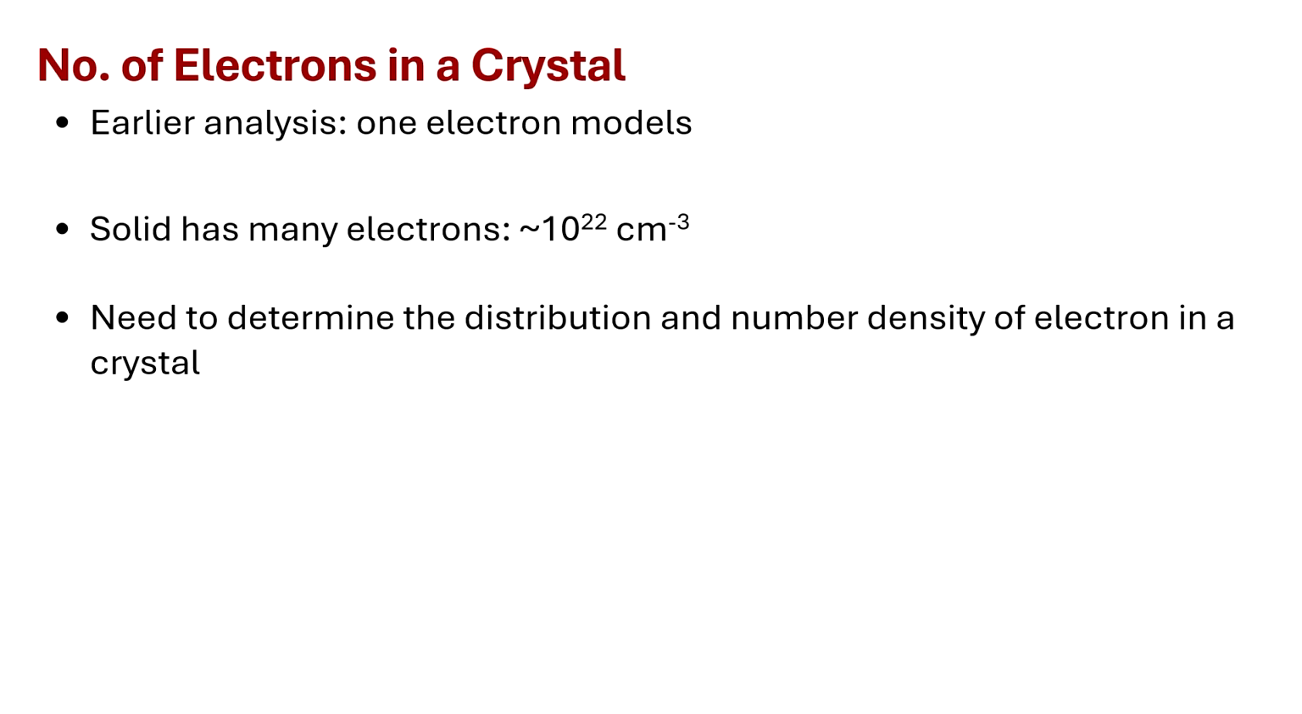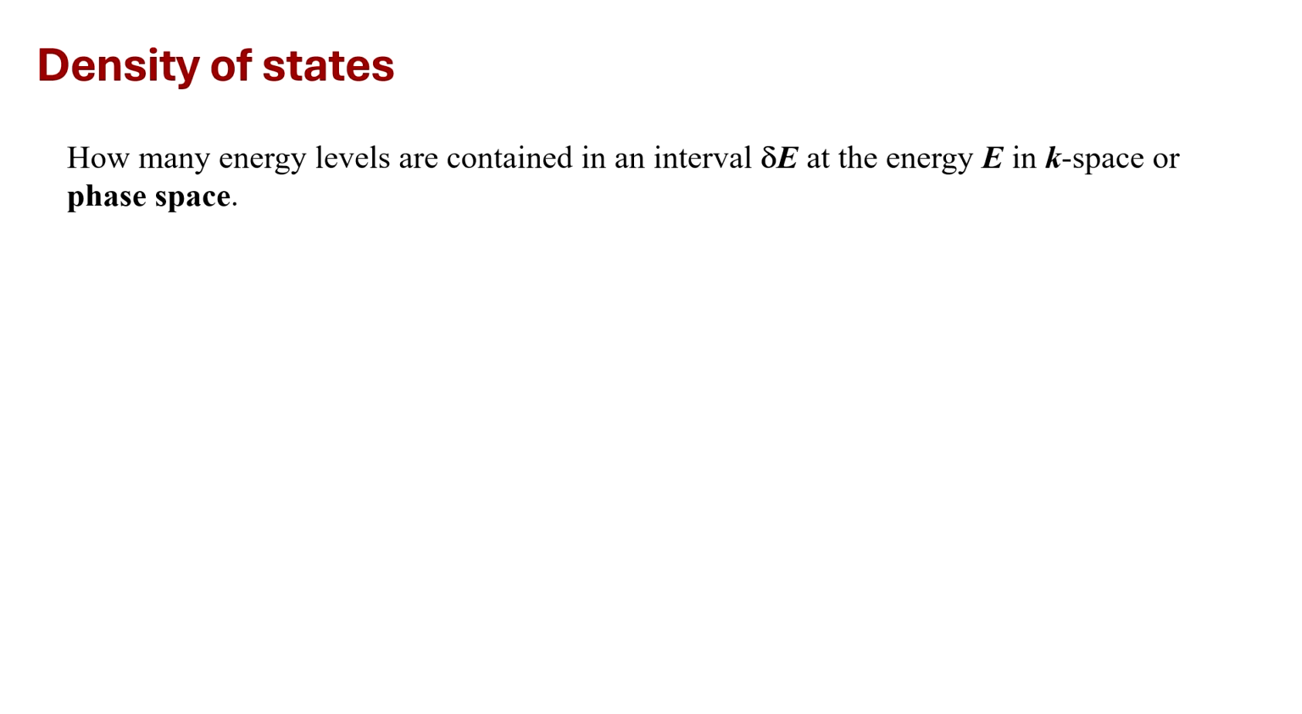For this we first need to determine what the density of states is. This means how many energy levels are contained in a given interval delta E at a given energy E in what we call K space, or phase space. So, if you draw this figure, let us say this is Kx, this is Kz, and somewhere here you will have Ky. So, these are all three orthogonal K axes.